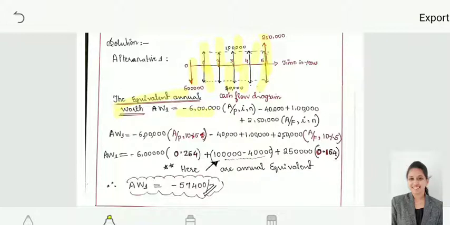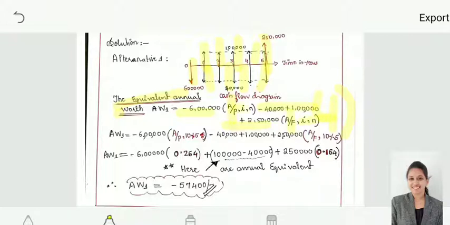I have to compare my present worth to my annual amount, so I am using the factor A by P, whereas minus 40,000 is the annual operation and maintenance. 1 lakh we are getting as the revenue, so minus 40,000 plus 1 lakh, we are not considering any factor, because annual equivalent to annual equivalent is 1, and plus 2,50,000 as salvage value, that is annual equivalent to the future amount, A by F, i comma n.